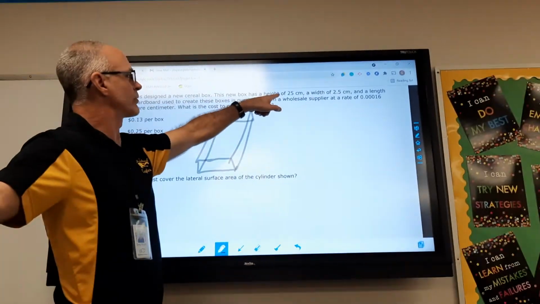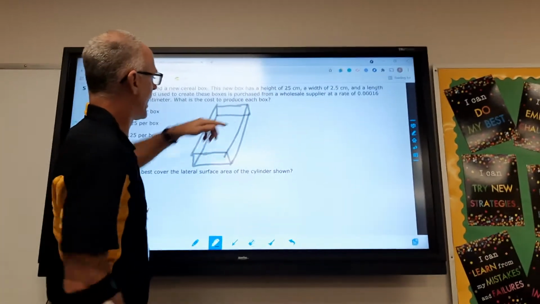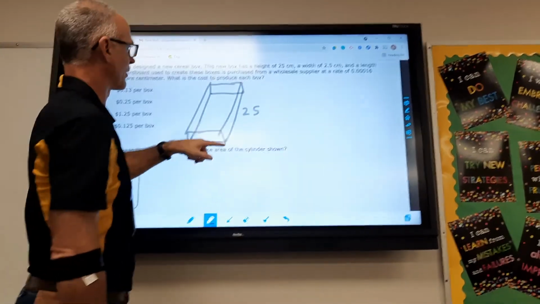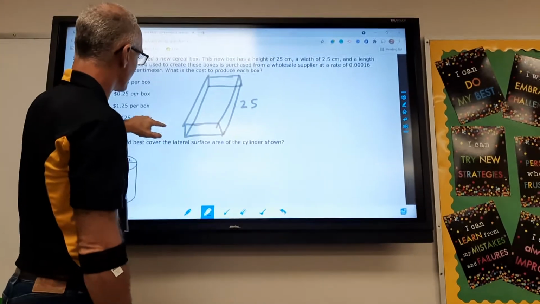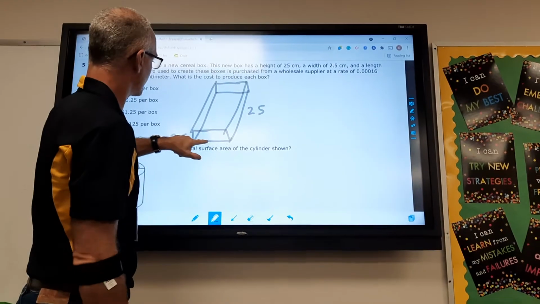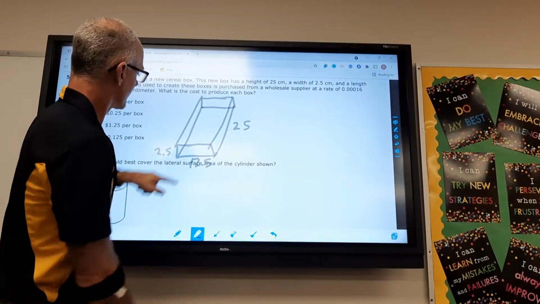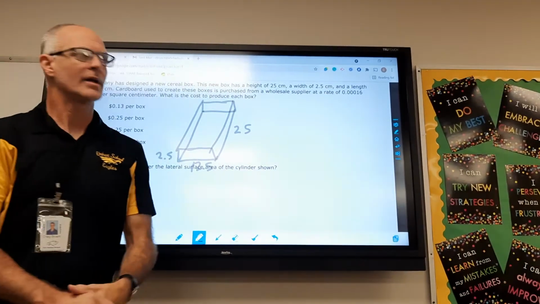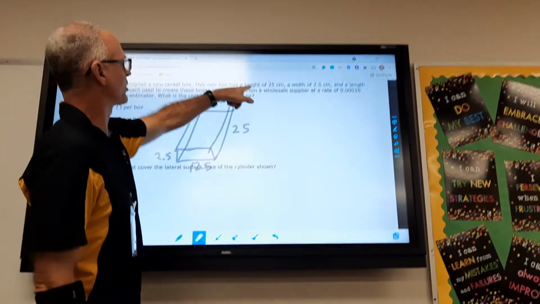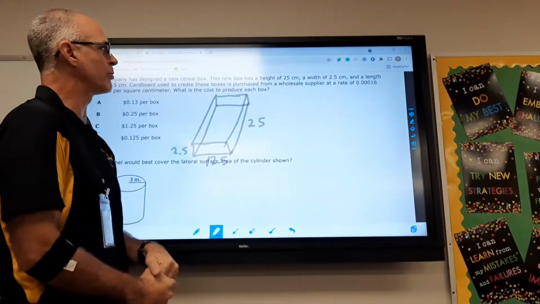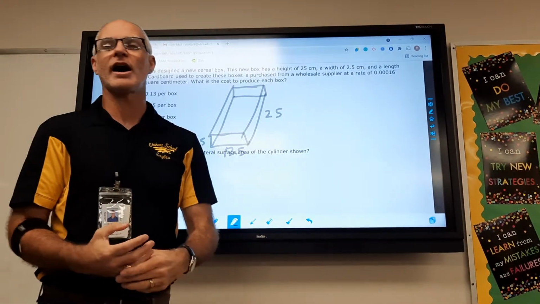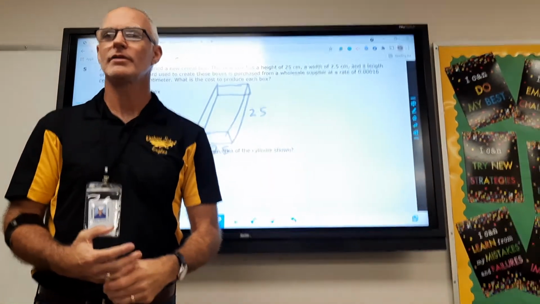The box has a height of 25 centimeters. So I'm going to say this is the bottom here, okay? It's 25 centimeters high. It has a width of 2.5, and then a length of 12.5. The cardboard used to create these boxes is purchased from a wholesale supplier at a rate of 0.00016 cents per square centimeter. What is the cost to produce each box?